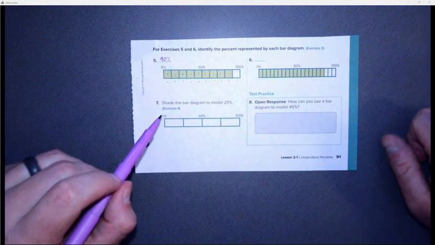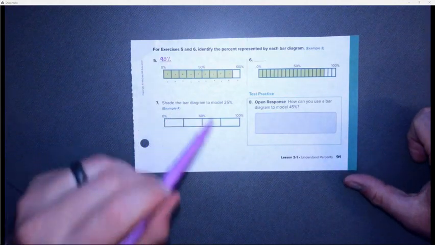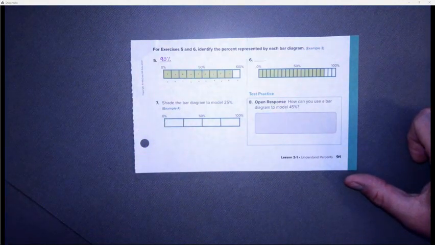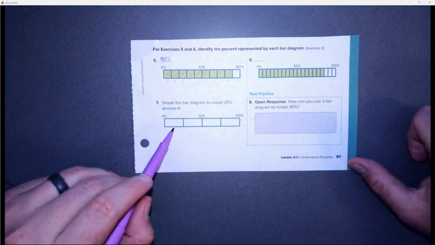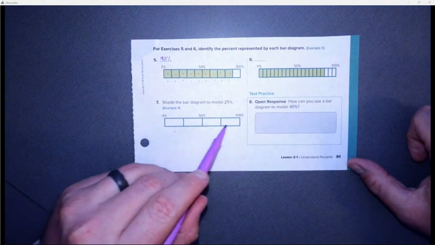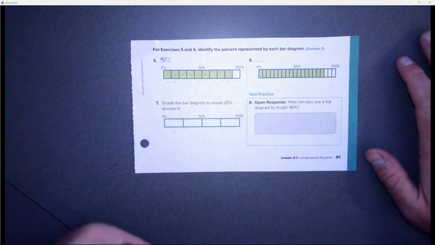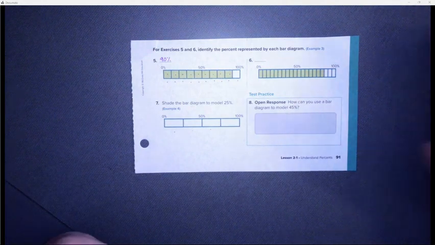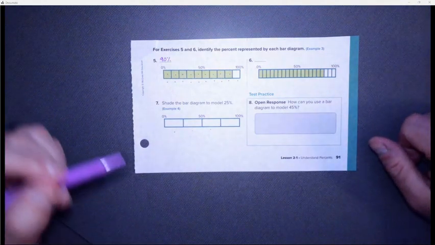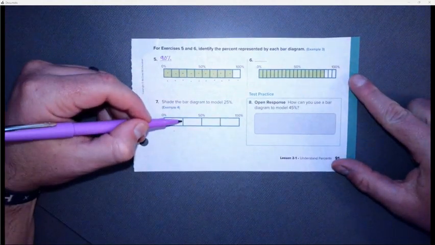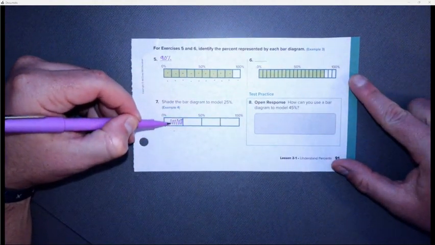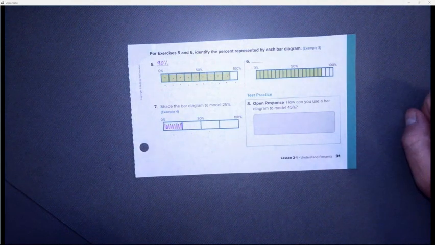Number 7 asks me to shade the bar diagram to model 25%. So I look at my bar diagram again here, and I have 1, 2, 3, 4 sections. 100 divided by 4 is 25. So each section is 25%. So if I need to represent 25%, that means I would need to shade one section.